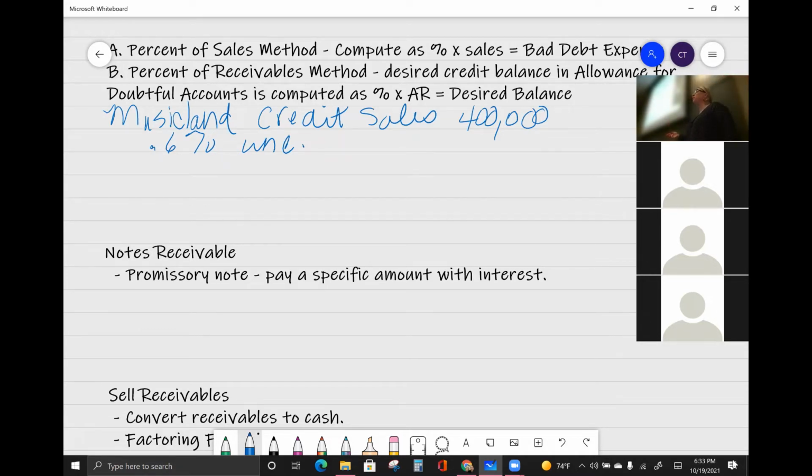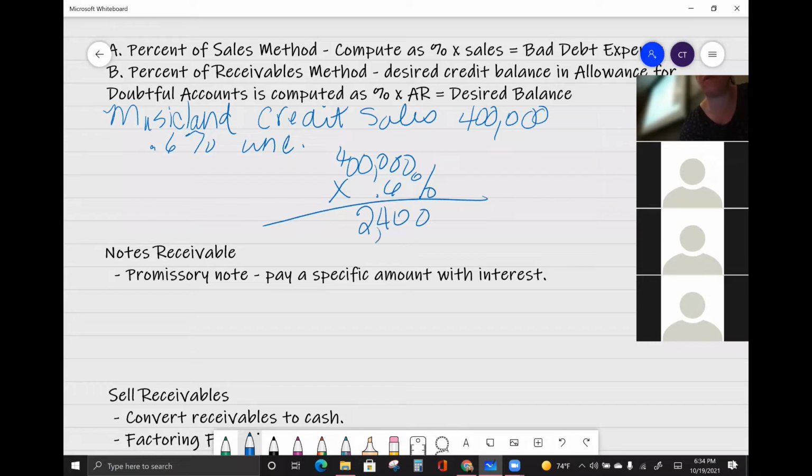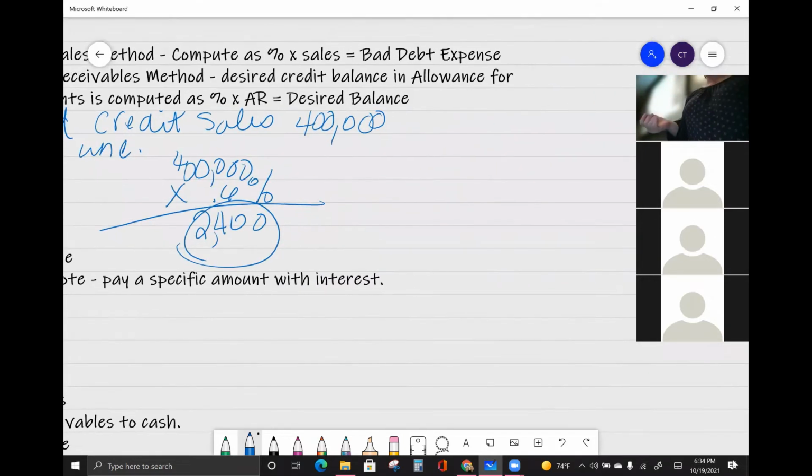So how do we calculate our estimate? We just take the 400,000 in sales, multiply it by the 0.6%, and the amount is going to be 2,400. So that is the amount that I want to set up as my allowance. I'm just taking the sales, multiplying it by the percent, and now I'm ready to set up my allowance.